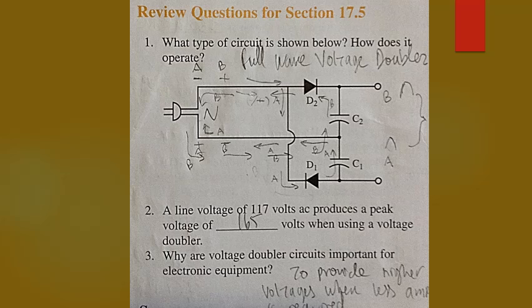And that amount or value is given in the text for this section. Question 3. Why are voltage doubler circuits important for electronic equipment? And that is that they provide higher voltages when less amperage is required.